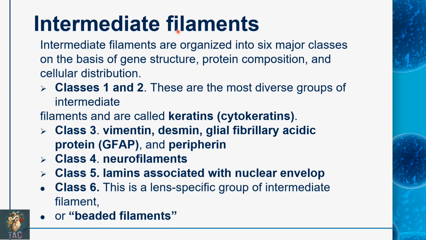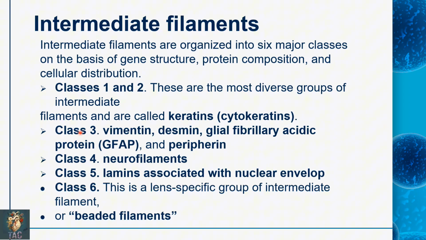So next is the intermediate filaments. These intermediate filaments are a very diverse group, and these are basically organized into 6 major classes on the basis of the gene structure, the protein composition, and cellular distribution. So the first and second class are basically characterized as the keratins or the cytokeratins. They are the most diverse type of the intermediate filaments. These are present in the stratified squamous keratinized type of epithelium, and in this epithelium the keratins or the cytokeratins are present in the form of the tonofilaments in the cytoplasm.